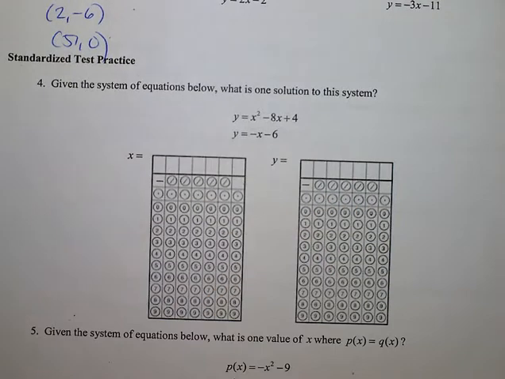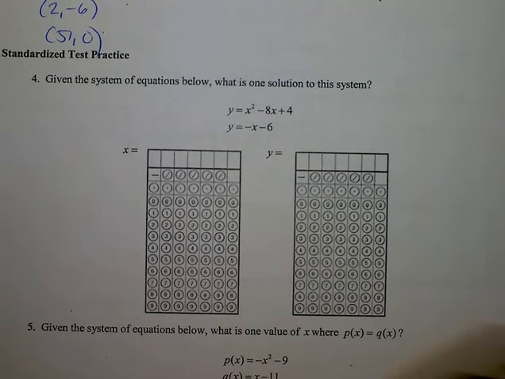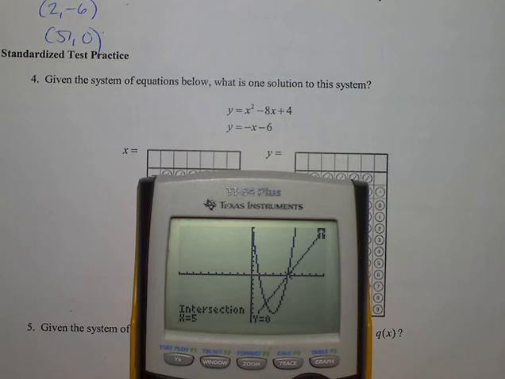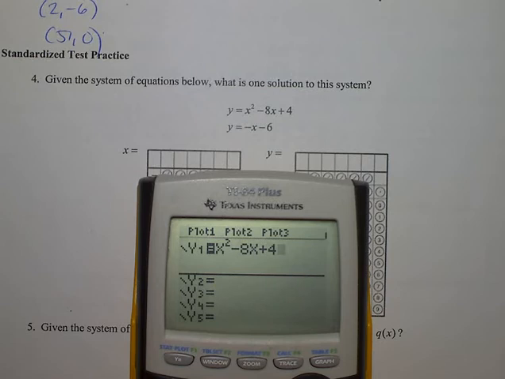Given the equations below, what is one solution to the system? Does that mean there is only one? No, they're just saying, give me only one answer. So let's go back. I'm going to start it again. That's my preference, is to clear the RAM. I'll go up and again do x squared, subtract 8x plus 4, and -x subtract 6, and graph it.